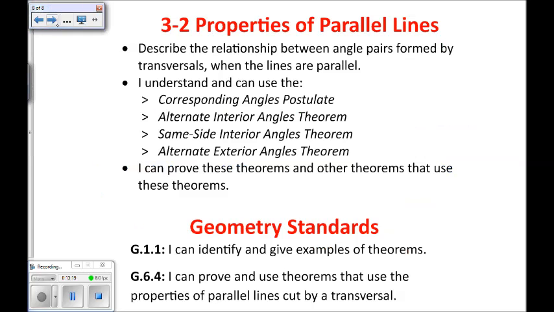So this video was about properties of parallel lines, how angle pairs are related when the two lines are parallel. Okay, you should know what this postulate and these three theorems are, and hopefully are able to prove some theorems using these theorems.